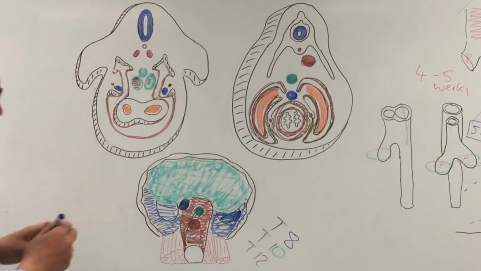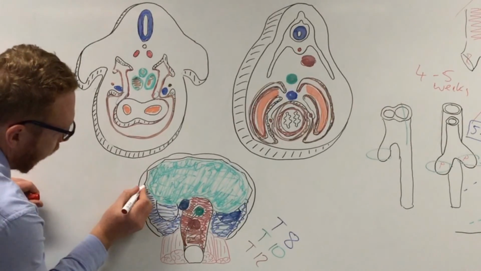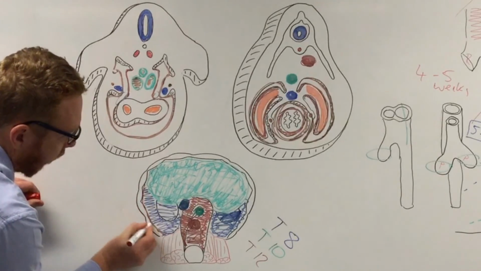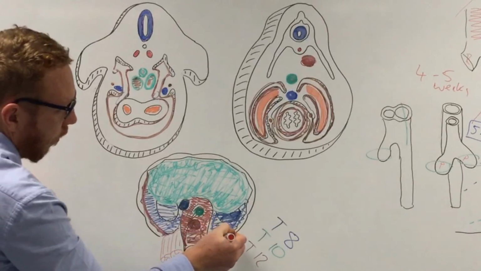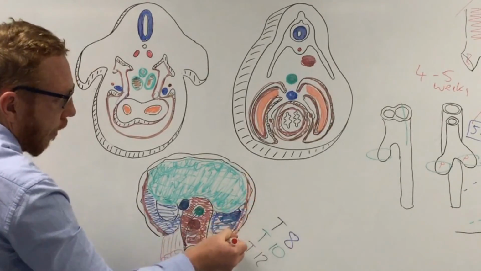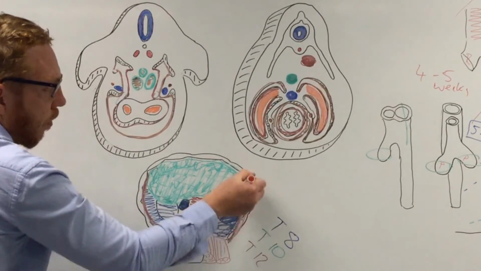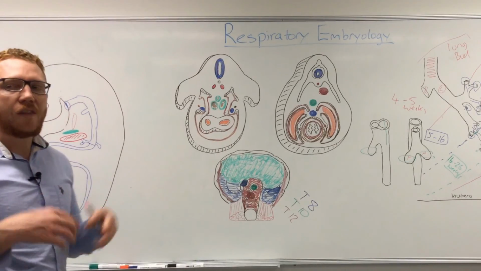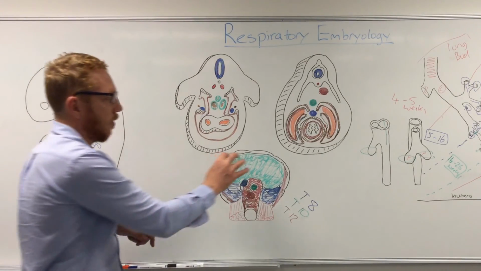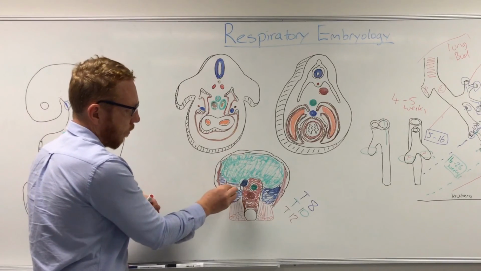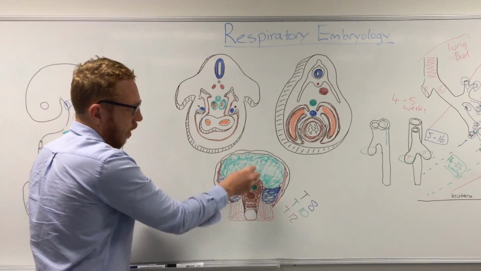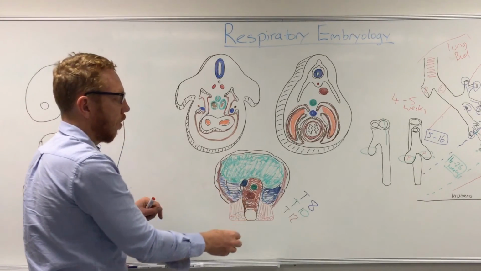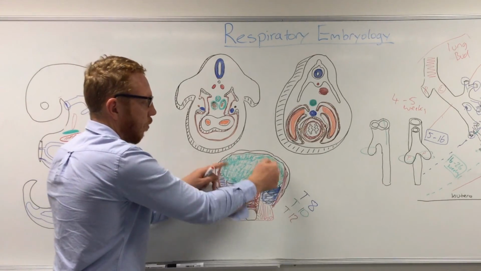And then the last component, which I'll draw in red, is coming from the muscles of the outside wall. That will close the diaphragm on the outer lip, and so that gives the final component of the diaphragm. So the diaphragm actually has four parts to it. It has the septum transversum, it has the parts of the pleuroperitoneal folds, it has the dorsal mesentery from the esophagus, and then it has muscle walls.